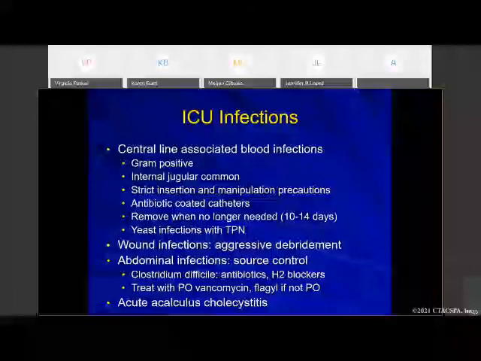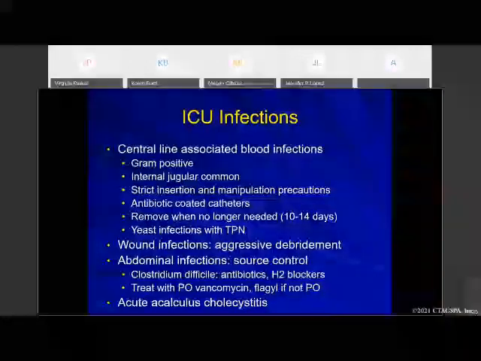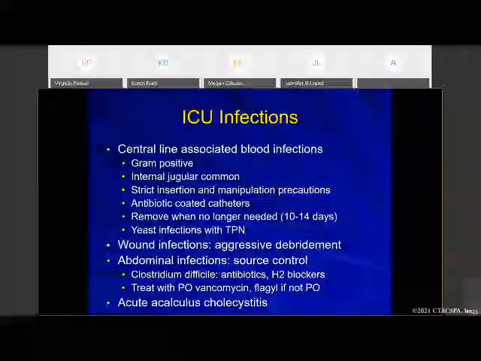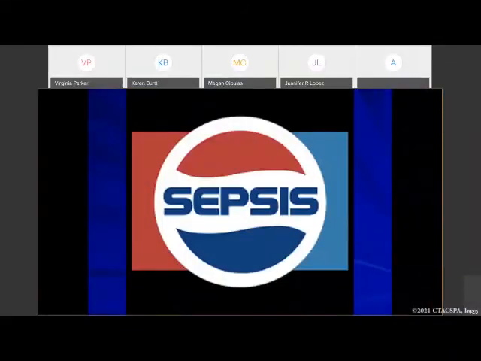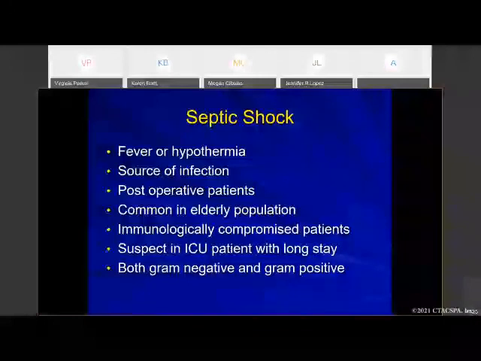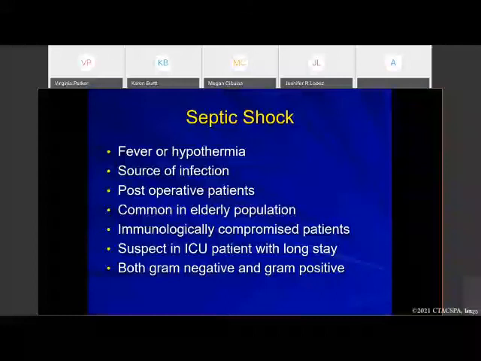There's a lot of other maneuvers about putting stool down the NG tube and all kinds of stuff. Obviously, you want to look. This should be in a separate lecture when you look at your colon stuff. If you want to make sure someone's not getting too sick and might need a colectomy. Always think of acute acalculous cholecystitis, and you might need an ultrasound in someone trying to figure out a fever in the ICU. So for sepsis, you could have fever, hypothermia, source of infection.